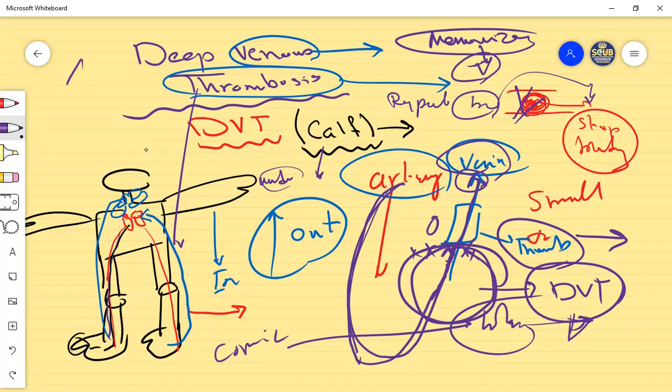You see how easy it is? It is inflow, outflow, blocked, so it's going to be swollen. That's all. Because it cannot find its way up. So this is deep venous thrombosis. And usually this happens.